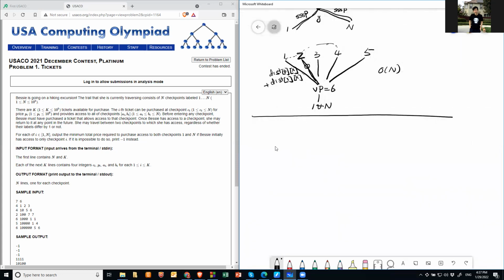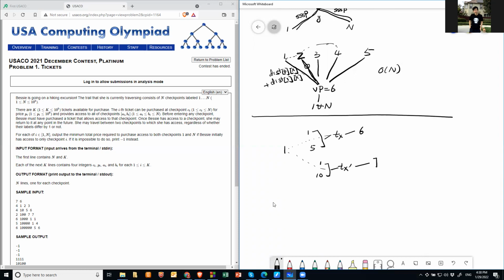So let's think, right? If I start from checkpoint 1, there may be a ticket, ticket X that goes from 1 to 5, for example. And you can buy it from checkpoint 6, right? So that means I can go from 1 to checkpoint 6. Maybe there's another ticket, it goes from 1 to 10, for example. You can buy it from checkpoint 7. I can go from 1 to checkpoint 7. So then this is, again, the same standard Dijkstra.